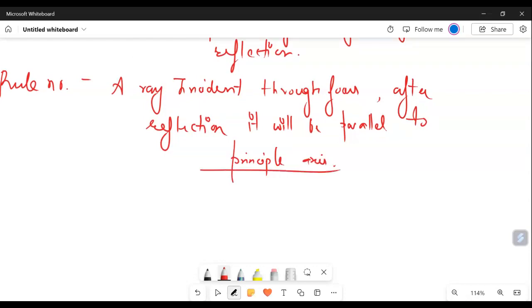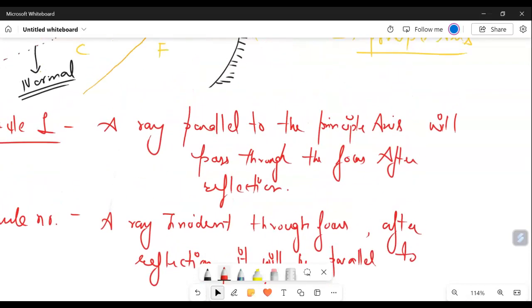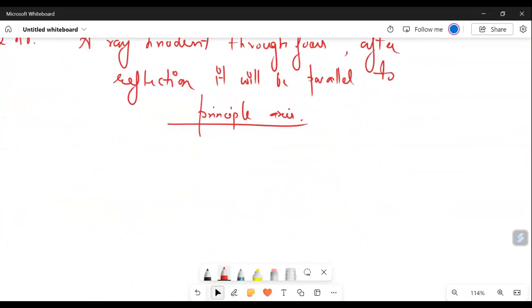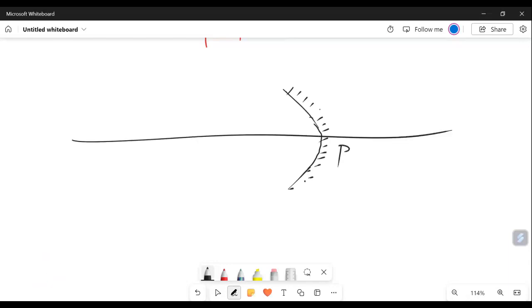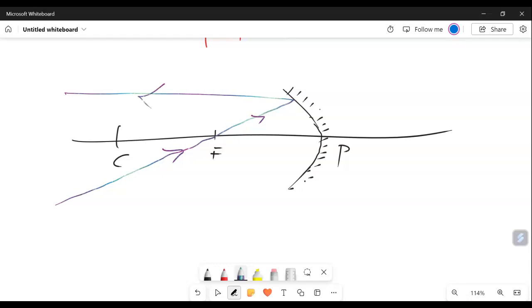So what is this rule all about? Suppose a light ray, we have to draw the diagram again. Let me draw it. A very bad sphere. Okay, so this is P, this point is F, and this point is C. A light ray which is coming and passing through the focus, it is a straight line, so it will go parallel to the principal axis. When it comes like that, it goes parallel to the principal axis.